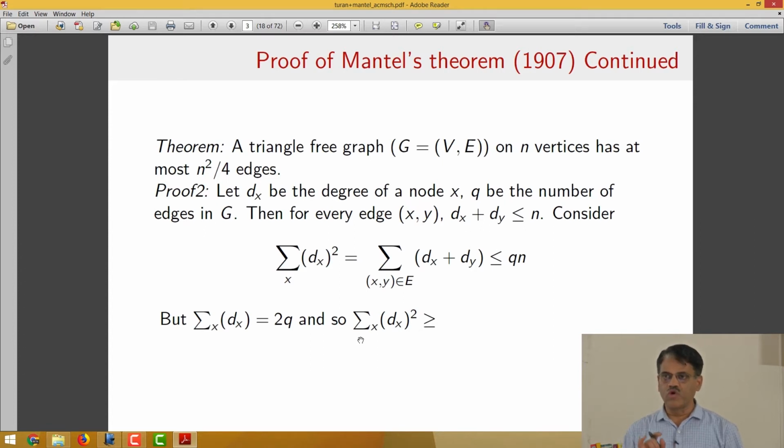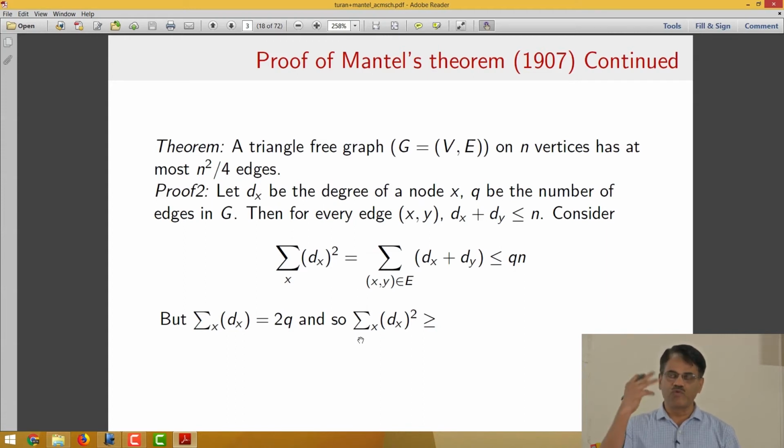Now I want to know what is the sum of the squares. I don't know it exactly because I don't know the numbers, but I want to give a lower bound for the sum of the squares. And it turns out you can use some standard inequalities. When all the numbers are the same, that's when you get the minimum.